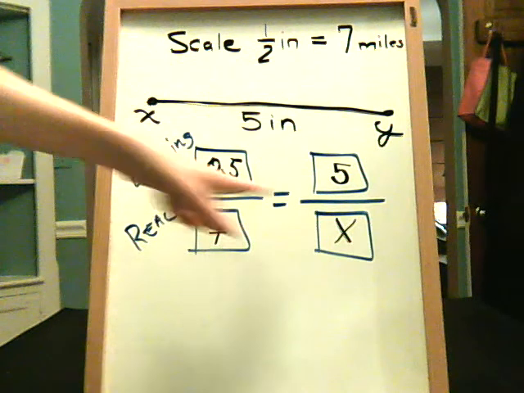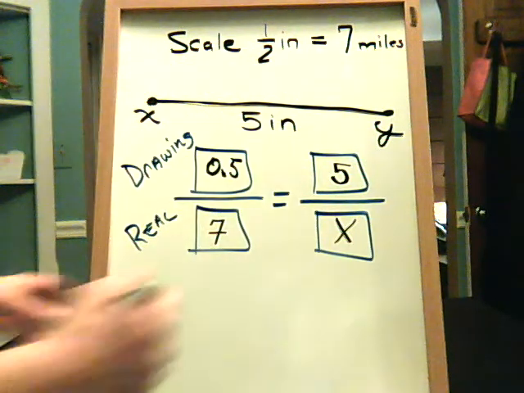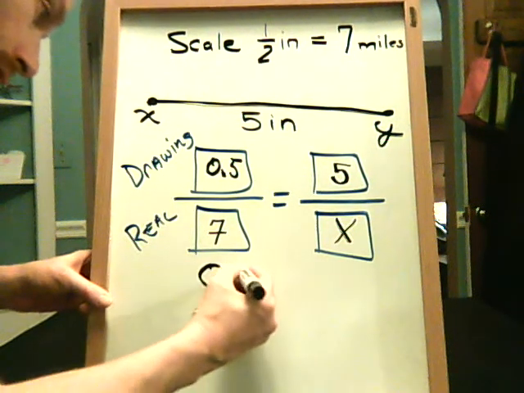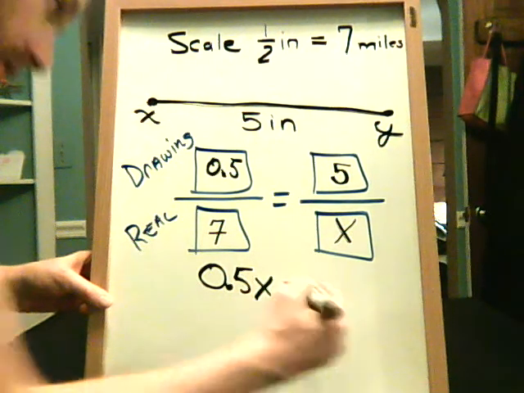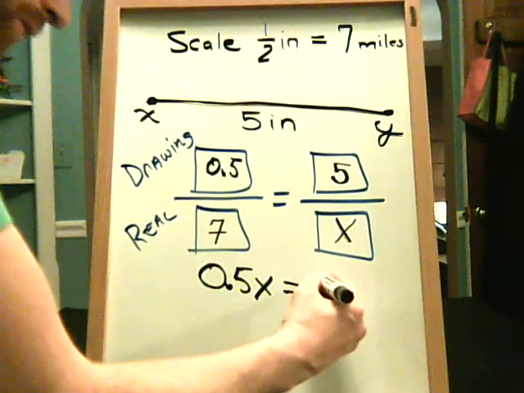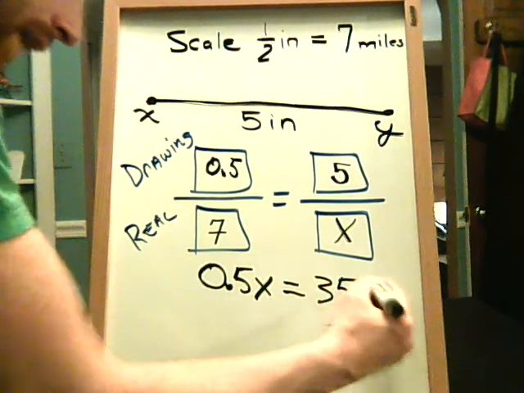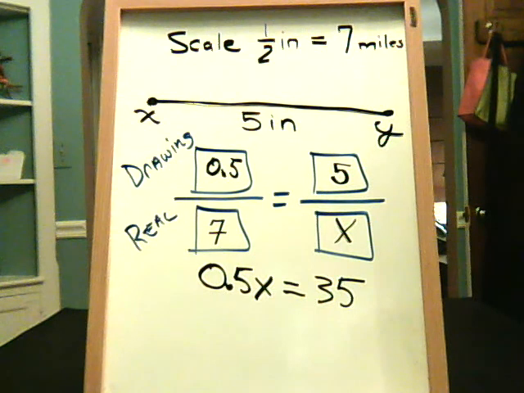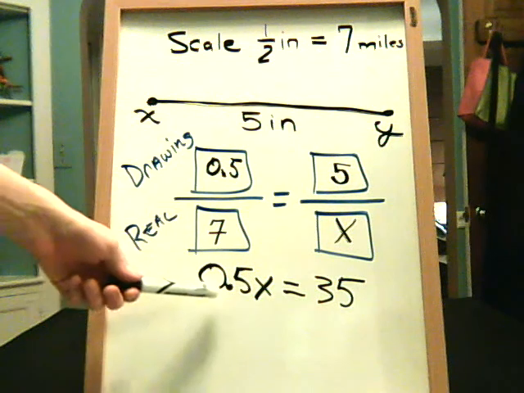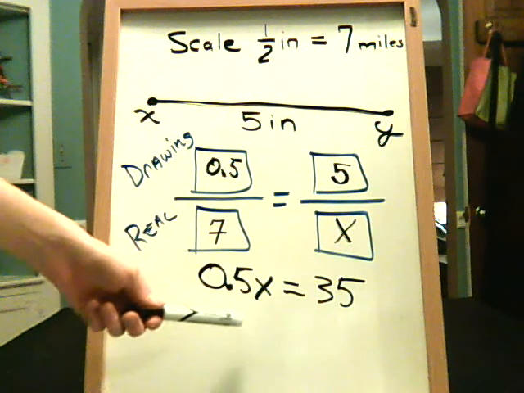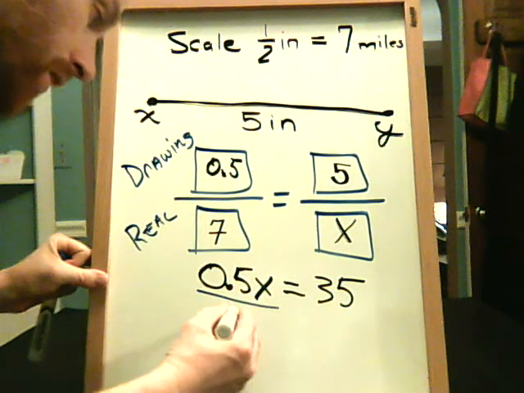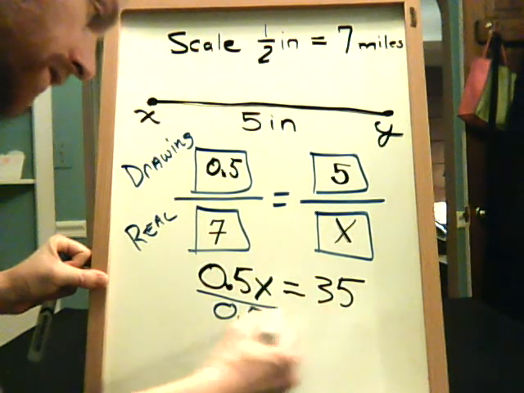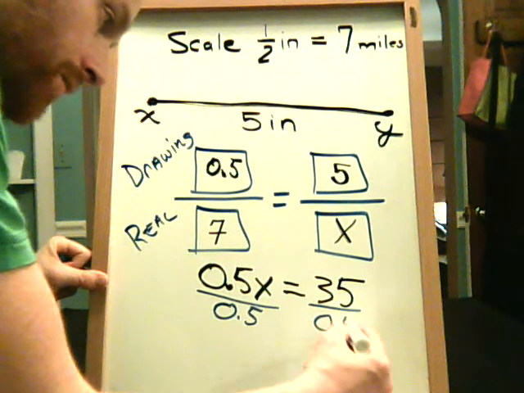So you always do the side with the X first. So 0.5 times X is simply 0.5X, and that's going to equal 7 times 5, which is 35. Okay, so the next part seems difficult. It really isn't. If this says 0.5 times X, you're essentially going to divide both sides by 0.5, which is really easy if you have a calculator.